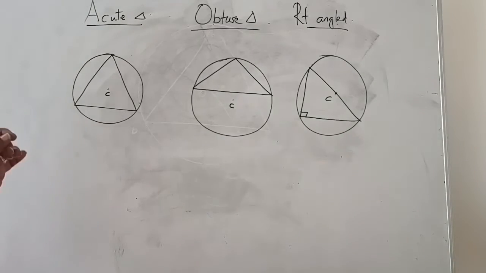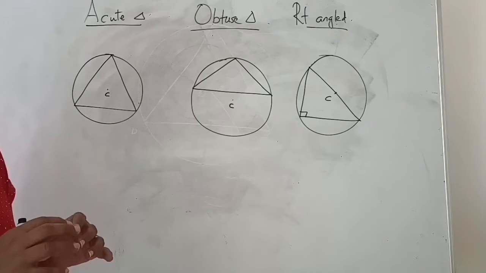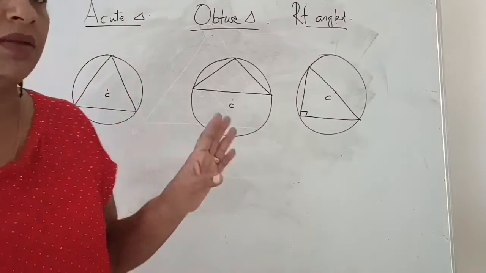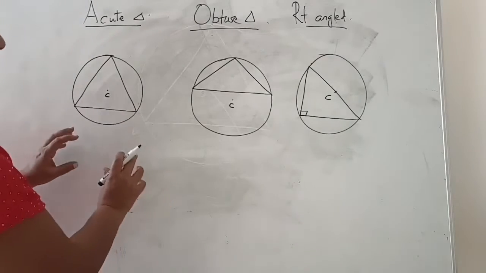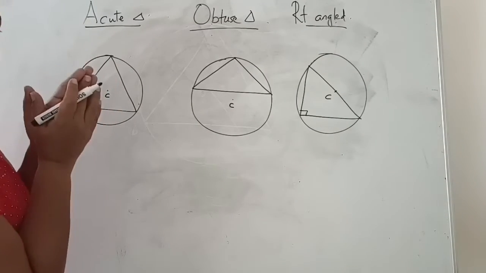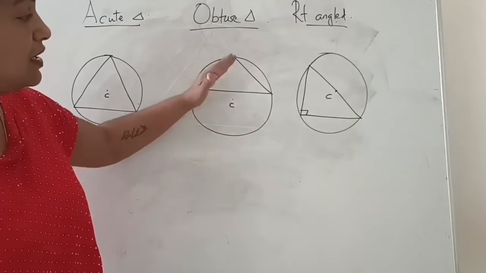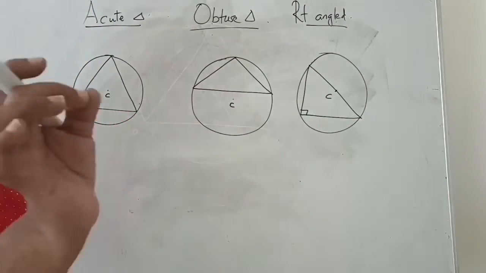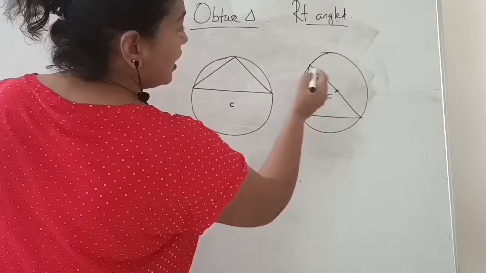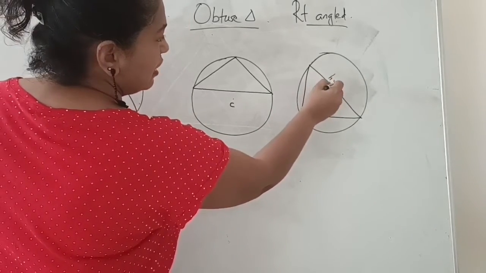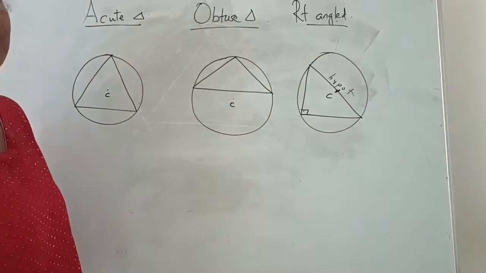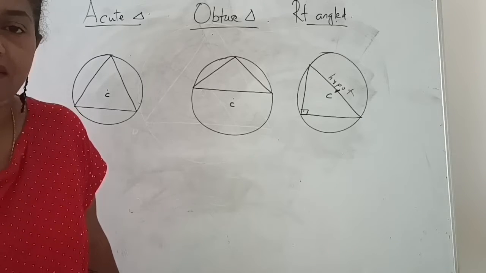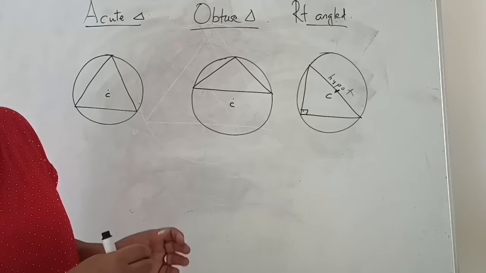Now let us discuss the positions of the circumcenters with regard to an acute angle triangle, an obtuse triangle and a right angle triangle. For an acute angle triangle, the circumcenter always lies within the triangle. For an obtuse angle triangle, the circumcenter lies outside the triangle. For a right angle triangle, the circumcenter lies exactly at the midpoint of the hypotenuse. If this is my 90 degree, this is my hypotenuse. The midpoint of the hypotenuse will be the circumcenter. This is another way of stating the Thales theorem, which I will be explaining to you in a short while.